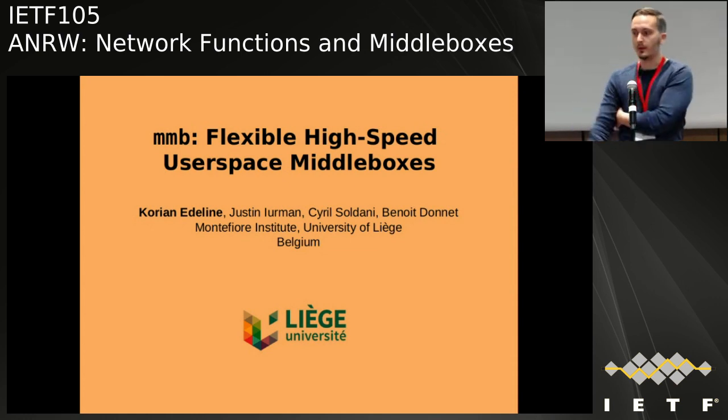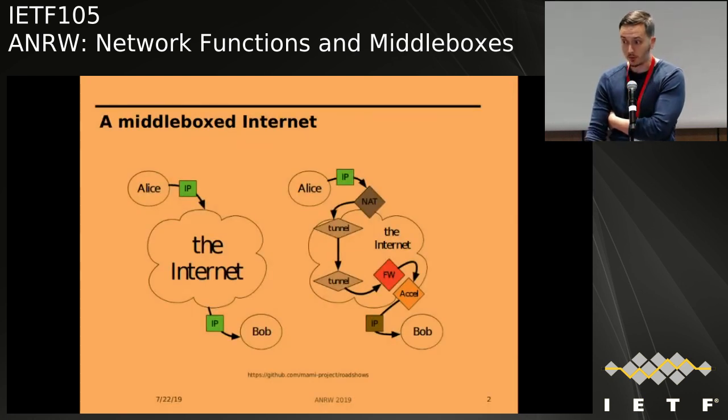So our paper is entitled MMB, Flexible High-Speed User Space Middleboxes. I'll start with a bit of context. At first, there was the end-to-end internet where Alice and Bob could exchange packets while being unsure that they would remain untouched in transit. Then middleboxes happened, and now packet exchanges by Alice and Bob are crossing various types of middleboxes, from network address translators to various kinds of tunnels, firewalls, TCP accelerators, and so on and so forth.